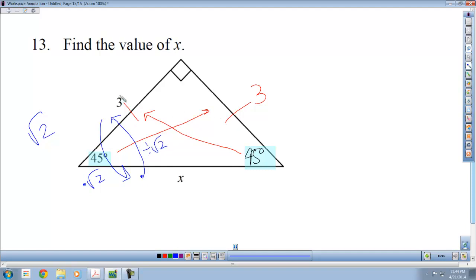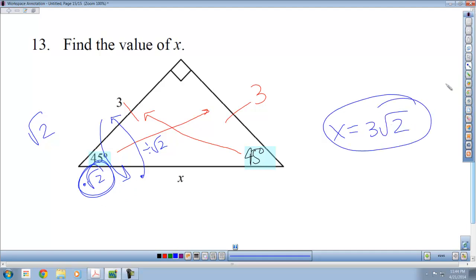So can you see that we're going from the shorter leg to the longer hypotenuse? So all we have to do is multiply by root 2. So x would be what? 3 times root 2, which is 3 root 2. There would be the answer right there.